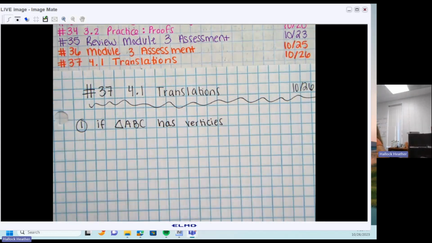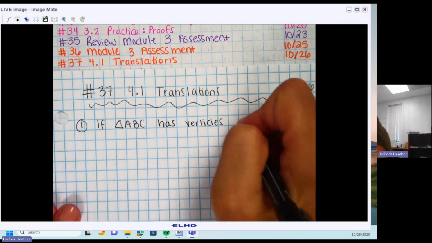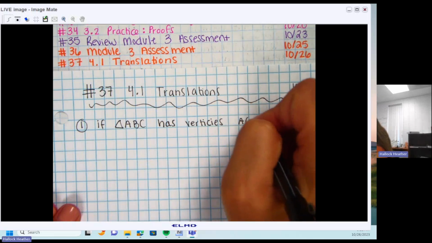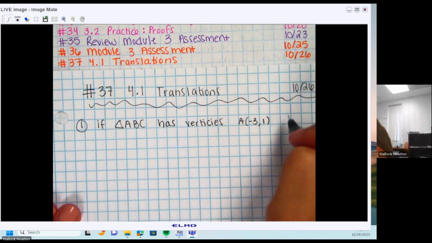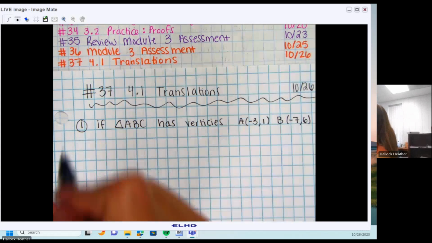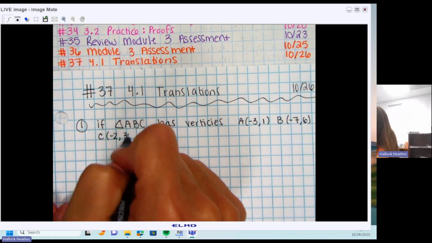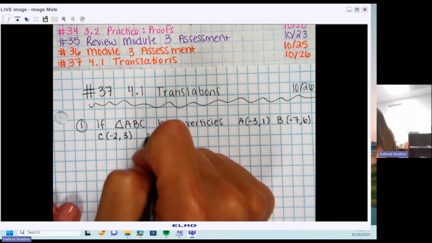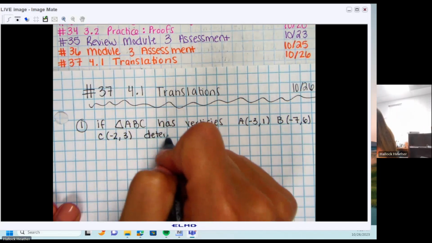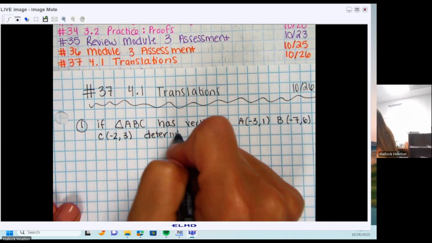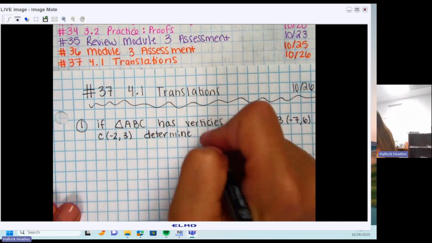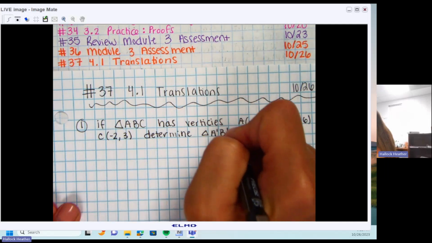So these are the vertices. A, -3, 1. B, -7, 6. C, -2, 3. Determine triangle A prime, B prime, and C prime.